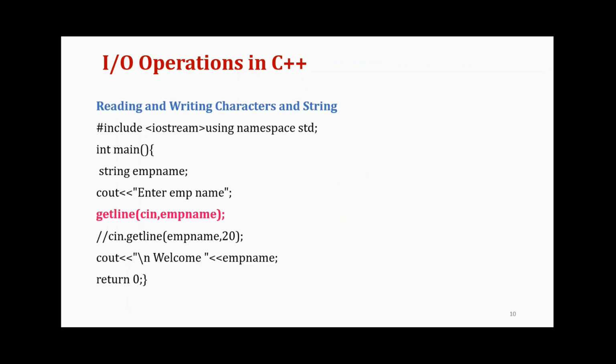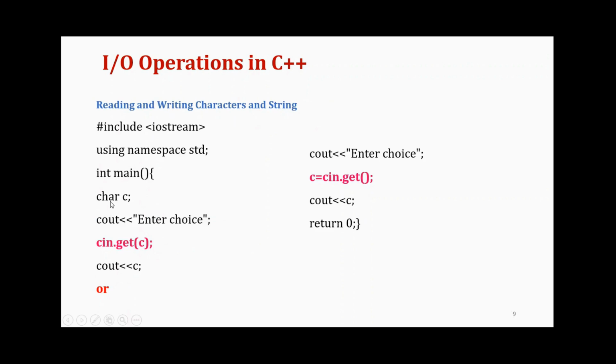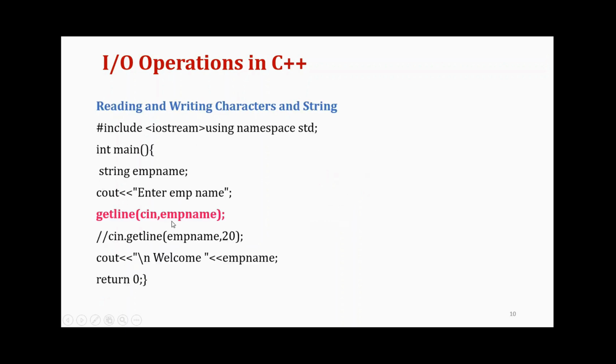So I'm going to read a string of characters, a line of characters. For that I'm declaring the variable as a string. In the previous example I declared the variable as a single character, so I read the single character by using the get function. Here, in the same program, I'm going to read a line of characters. So for this I have to write like this. getline is the function. Inside the function I'm passing two parameters. First one is the object, second one is the variable name. Whatever string of characters is read by the getline function will be stored in the emp name by using the cin operator.